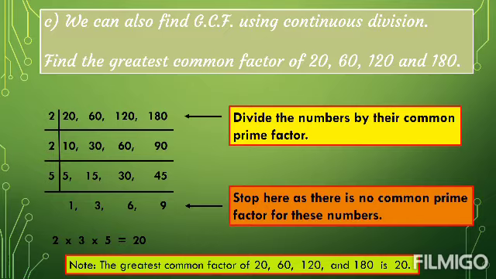Again, I have a typo error here. That's 2. So now, again, don't forget, class, you have to multiply only the common factors of the numbers. Okay, the common factors are 2, 2, and 5. So just multiply 2 times 2 times 5. So the answer is 20, because 2 times 2 is 4, times 5 is 20. So the greatest common factor of 20, 60, 120, and 180 is 20.